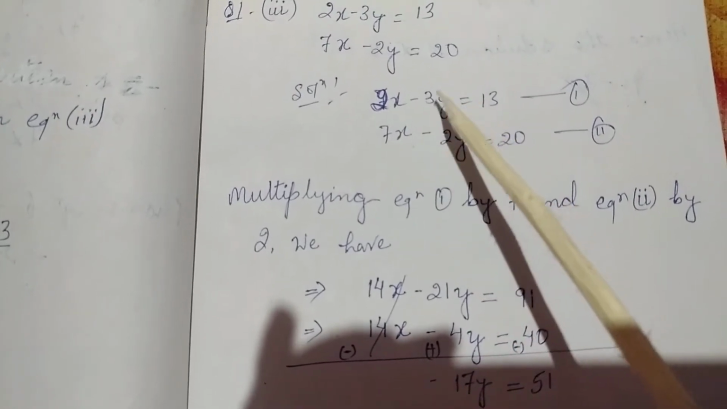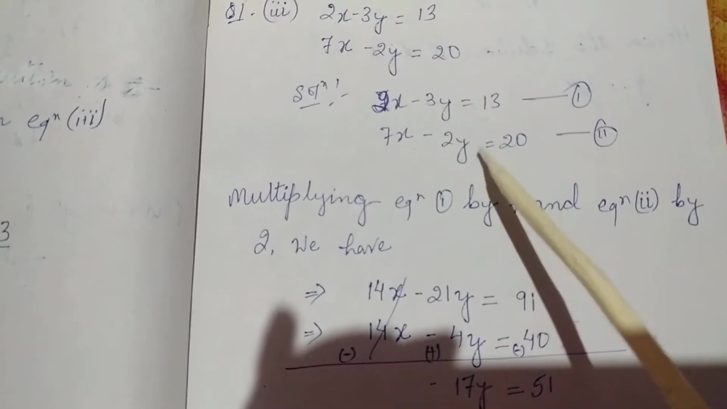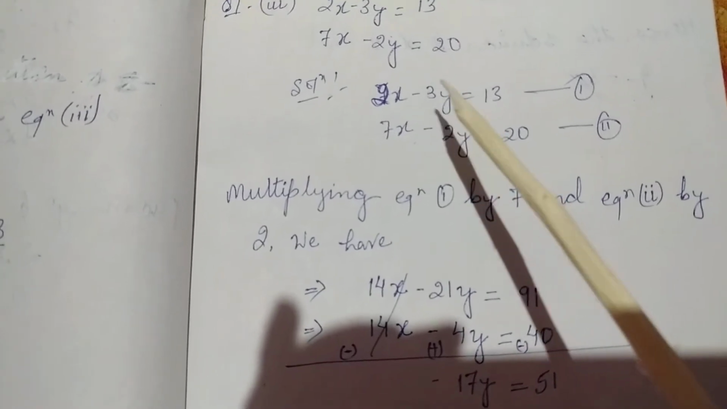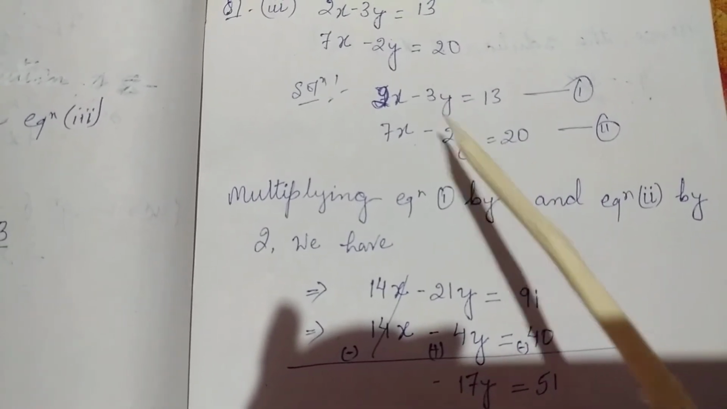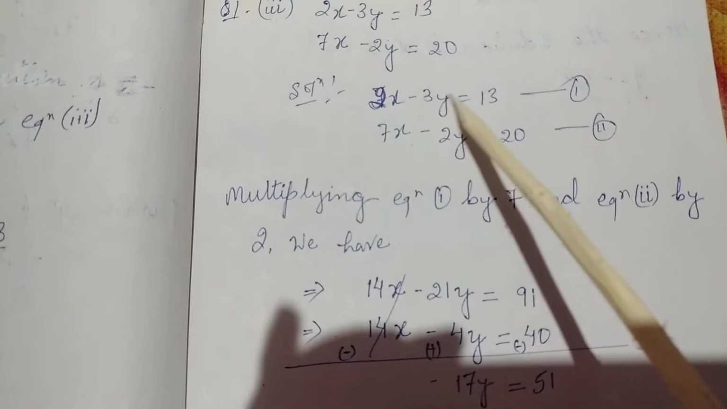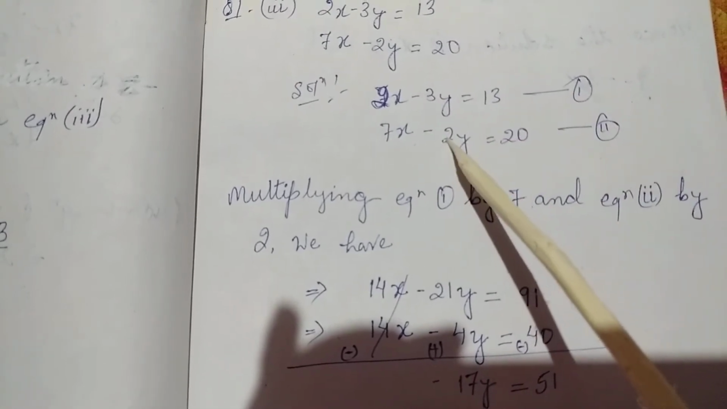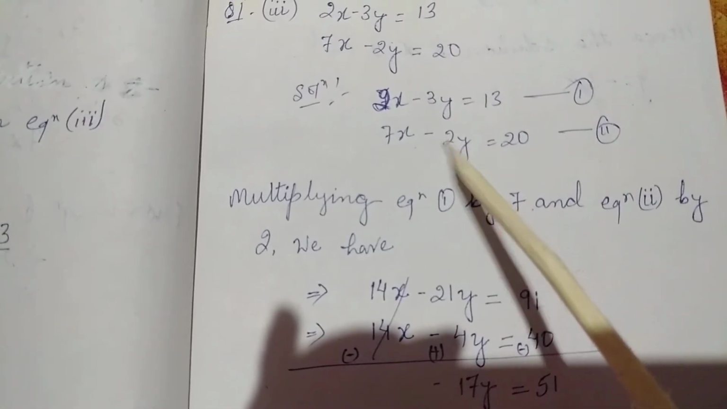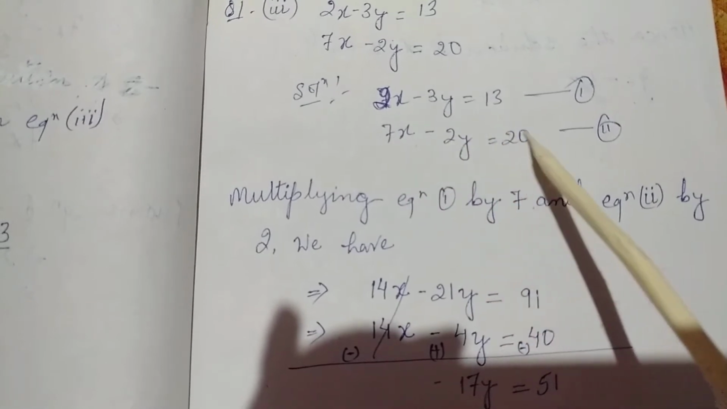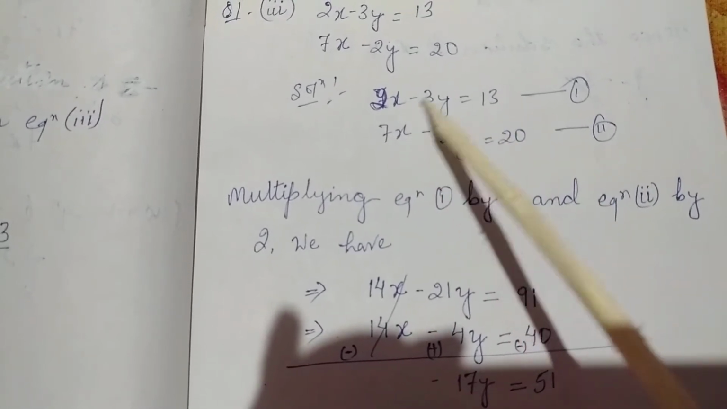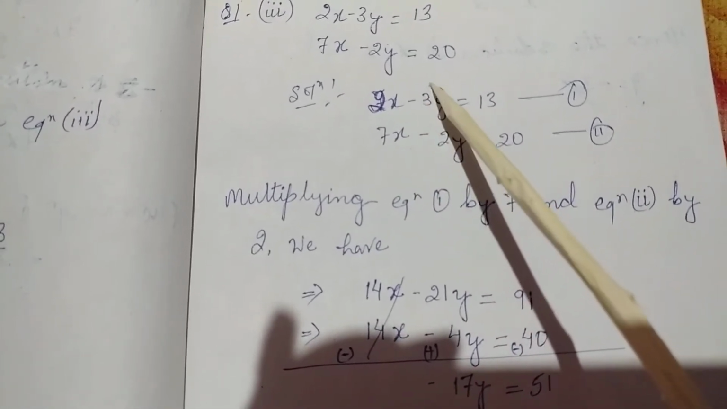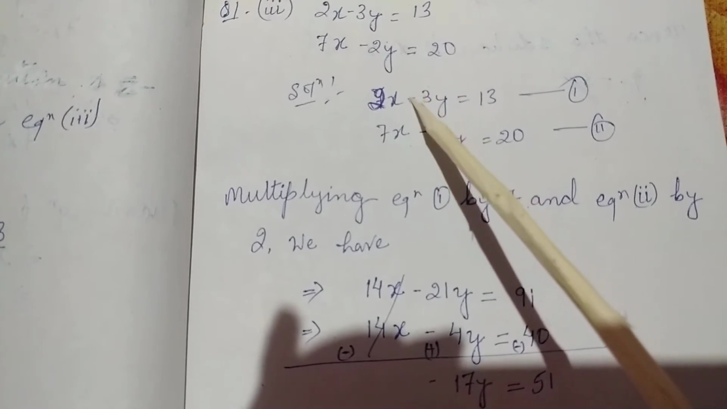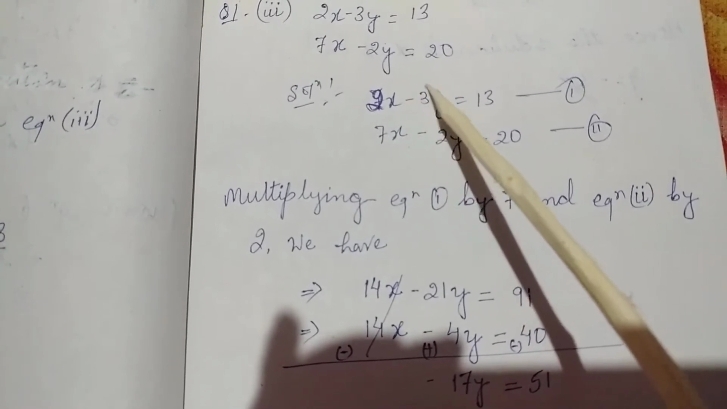In case you want to eliminate y, listen carefully. If you want to eliminate y, what will we do? Multiplying equation 1 by minus 2 and multiplying equation 2 by minus 3. We'll just take the coefficient. If you want to eliminate y, take the coefficient of y.